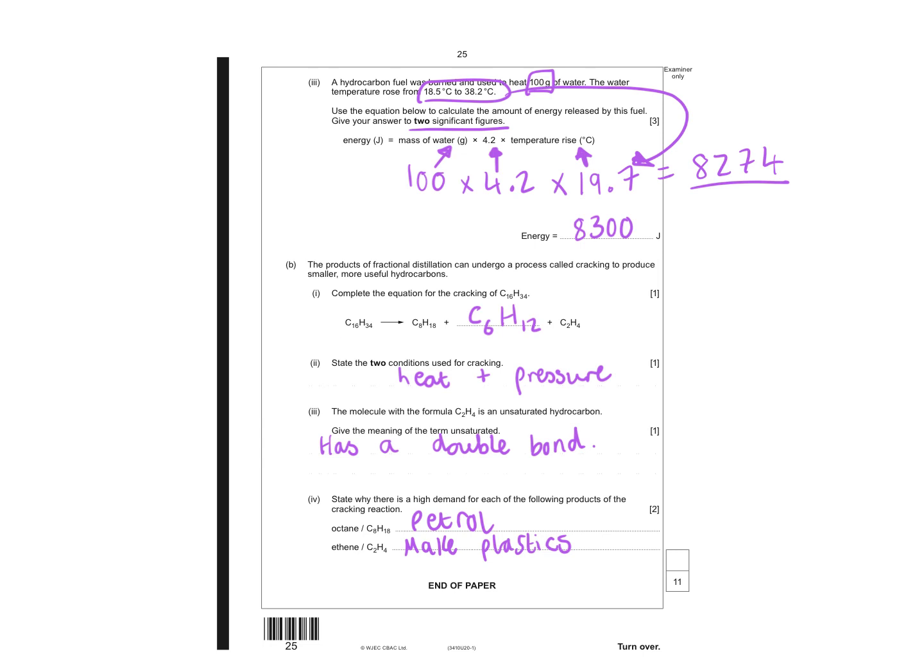Cracking then, you start with C16H34. You need to make sure on this side your numbers add up to 16 and 34. So that's why I've done C6H12. 2 conditions needed for cracking: heat and pressure. What is meant by the term unsaturated? Has a double bond. And then state where there's high demand for the following products. Octane is used to make petrols and ethene is used to make plastics.